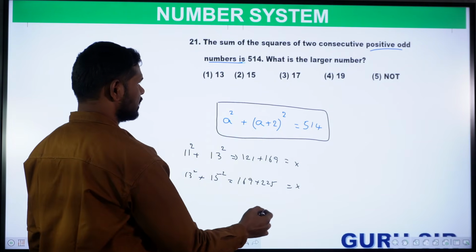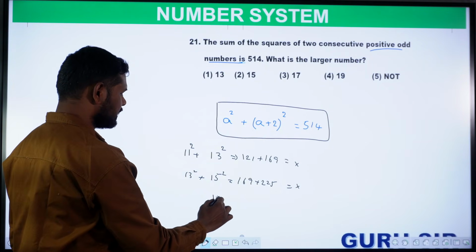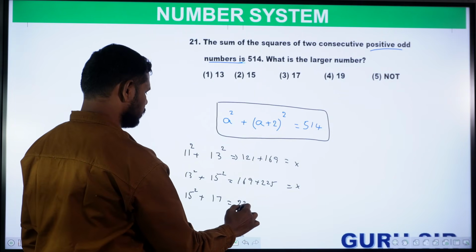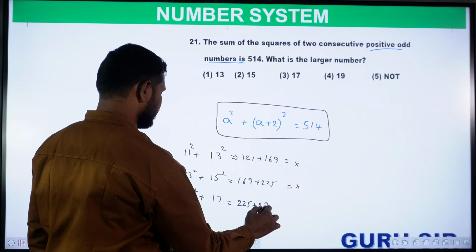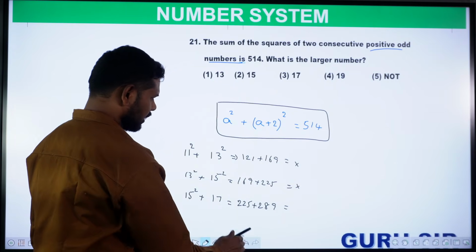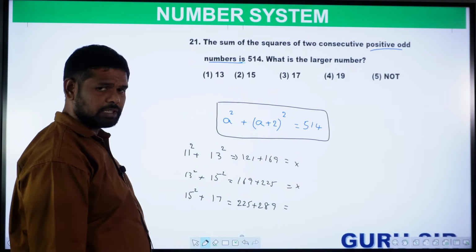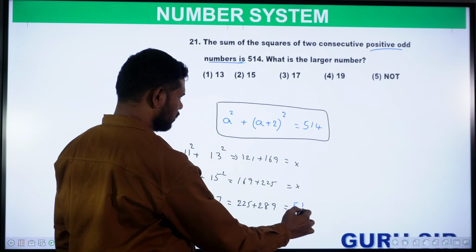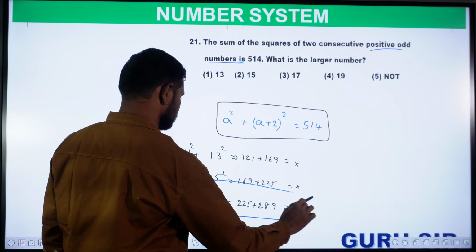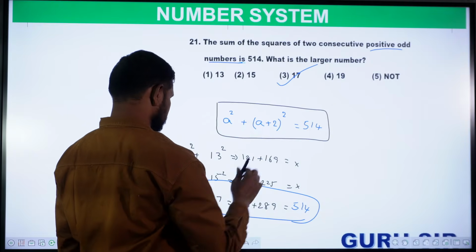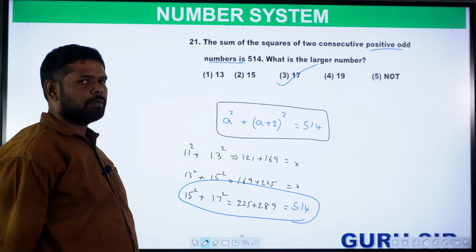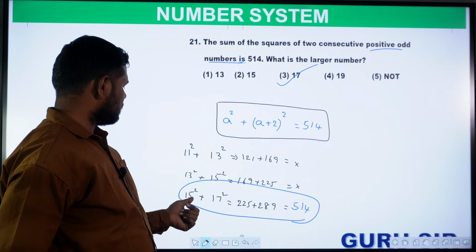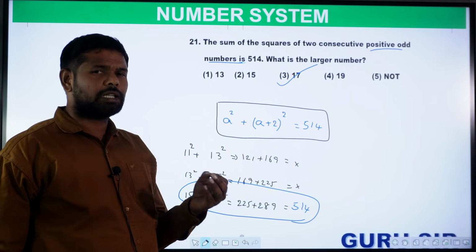So eliminate this option. Then third number is 17 is largest means 15 is the smaller. So 15 square 225 plus 17 square 289. 5 plus 9, 14. Yes, clear? So 200, 400, 500, 514 satisfies that condition. So, sorry, 17 square. So, largest number is 17, then smallest number is 15. That's enough. Positive odd number.